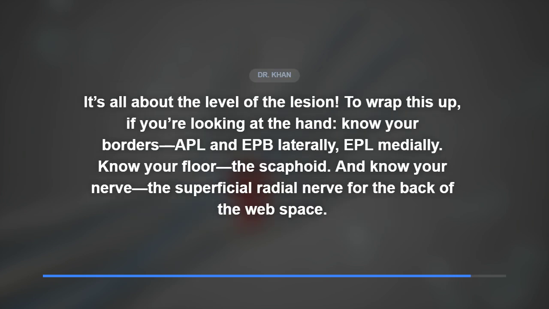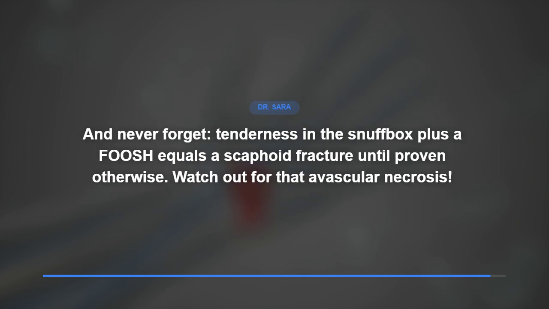To wrap this up, if you're looking at the hand, know your borders. APL and EPB laterally, EPL medially. Know your floor, the scaphoid, and know your nerve, the superficial radial nerve for the back of the web space. And never forget, tenderness in the snuffbox plus a FOOSH equals a scaphoid fracture until proven otherwise. Watch out for that avascular necrosis.